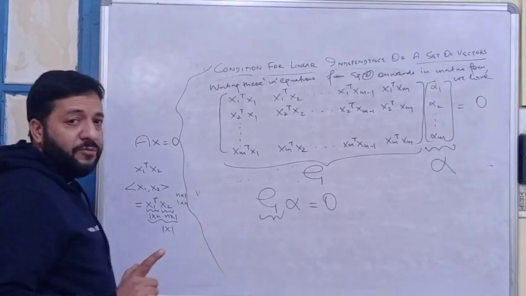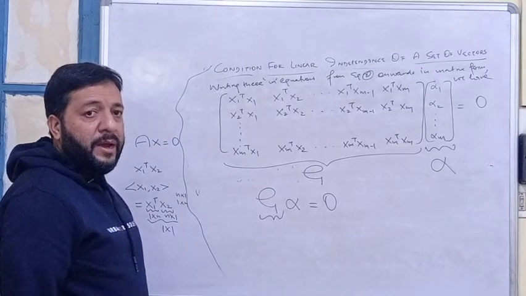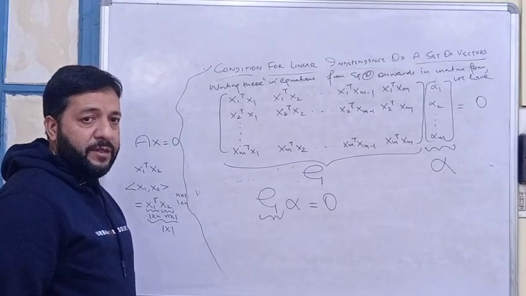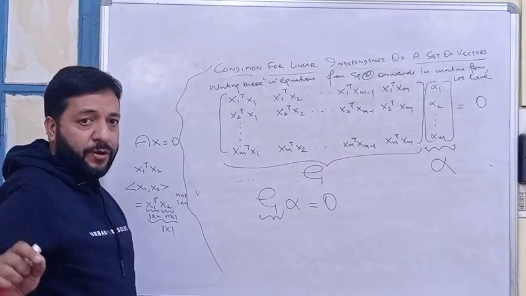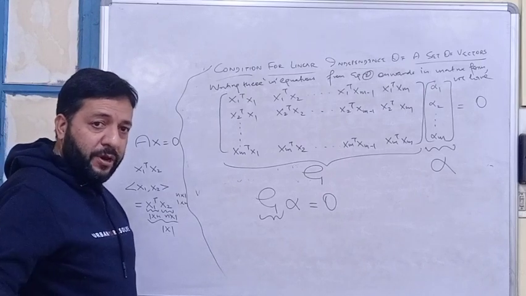You remember the assumption we had taken was that the given set of vectors is linearly dependent. And in case of linearly dependent set of vectors, there exists alpha 1, alpha 2 up to alpha m, at least one of them being non-zero, such that that particular equation is satisfied.